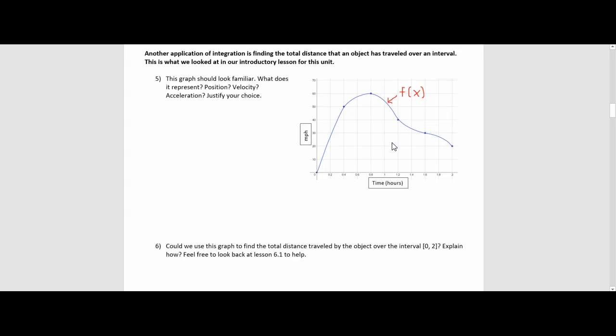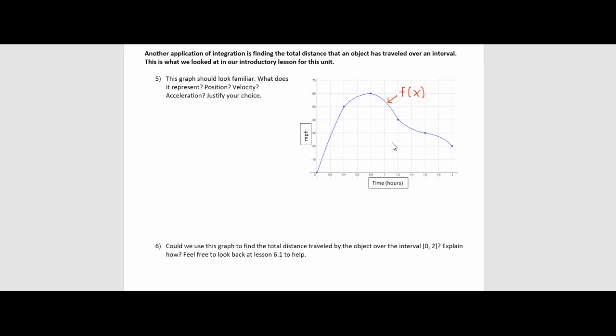So another application of integration is finding the total distance that an object has traveled over a given interval. We looked at this topic back with derivatives. We talked a little bit about total distance versus net distance versus displacement, and we're now going to revisit those three concepts.